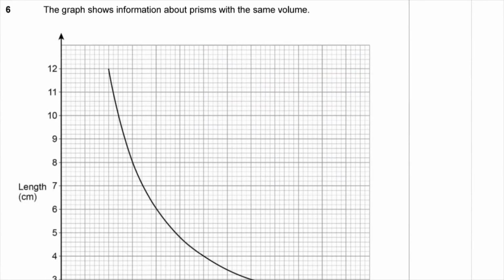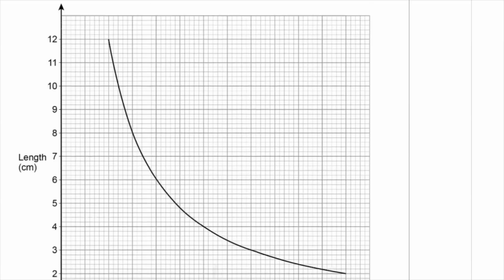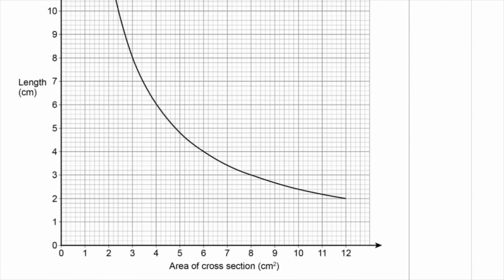Question 6. The graph shows information about prisms with the same volume. So we've got a kind of strange looking graph here with length on one axis and area of the cross section on the other. So as length increases, area of the cross section decreases, and vice versa. Give one example to show that the volume is 24 centimeters cubed.